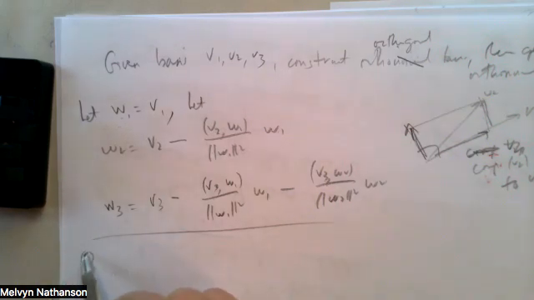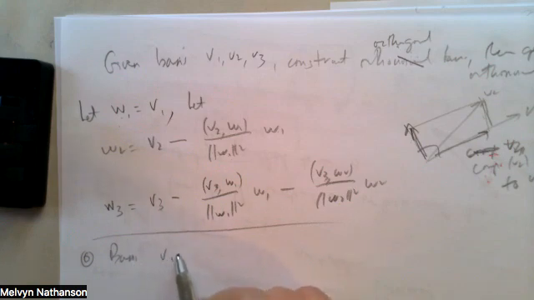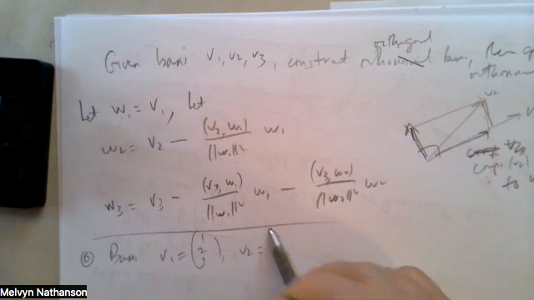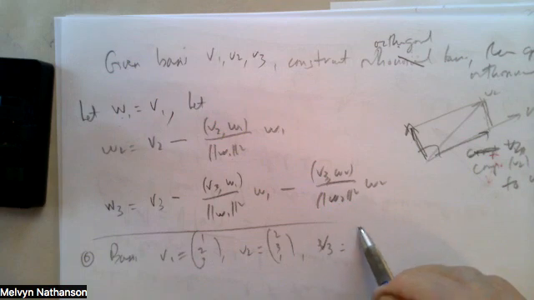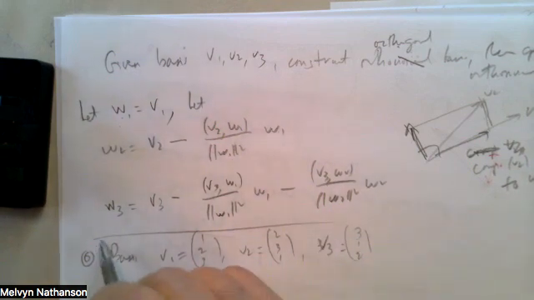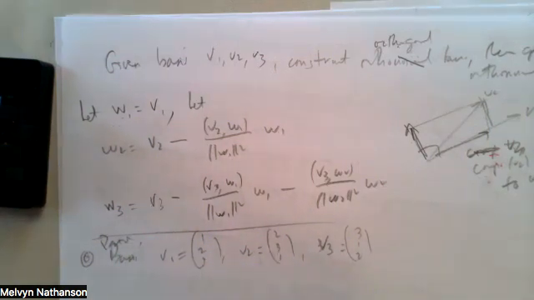problem 6, we have a basis for R3 where V1 is the vector 1, 2, 3. V2 is the vector 2, 3, 1. And V3 is the vector 3, 1, 2. Actually, the first step is to prove these three vectors are a basis. So how do we do that?